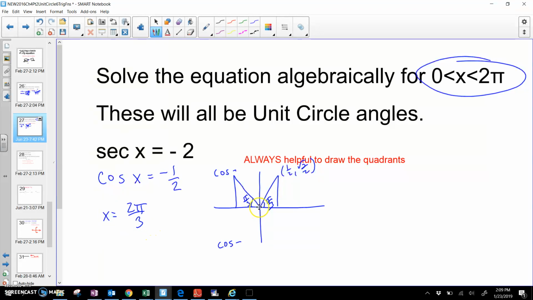And then the other one would be pi/3 past the pi. So that would be 4 pi/2. So it's kind of like putting a puzzle together because you have to figure out what those different values are. So those are my two answers there.